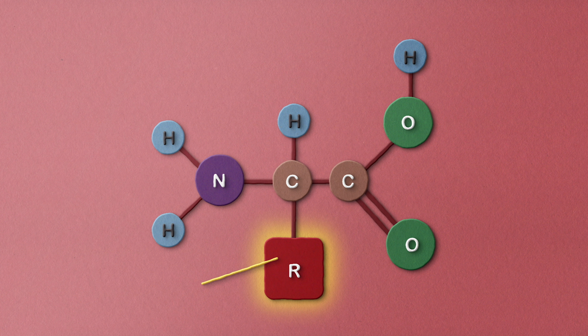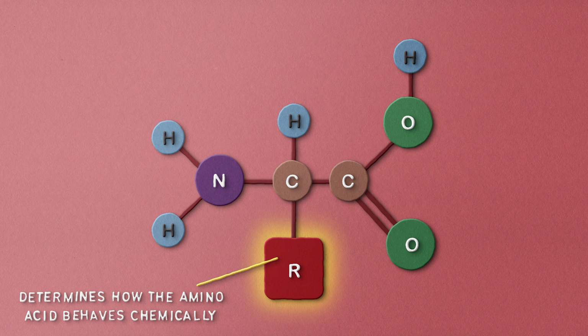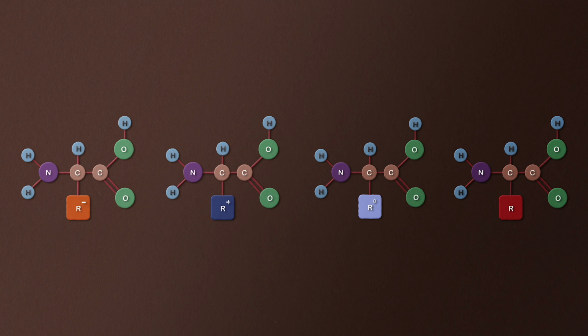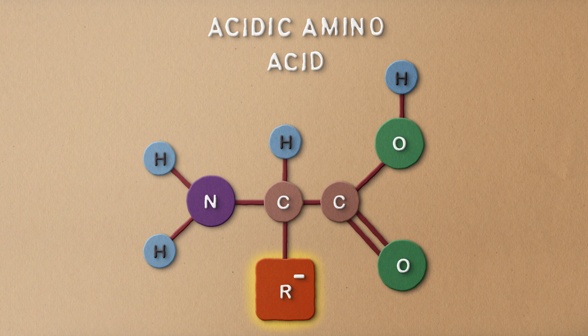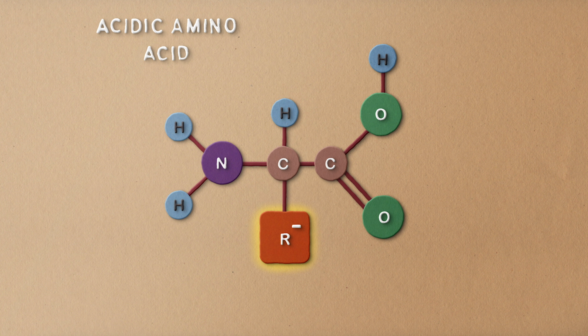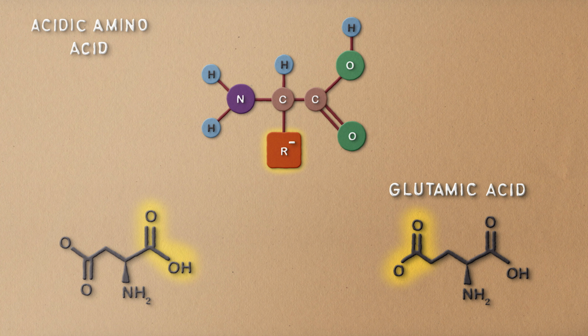The R group not only determines which amino acid is created, but also the properties of that amino acid and how it behaves chemically. There are 4 different behavioral categories that amino acids fit into: acidic, basic, polar, or nonpolar. Acidic amino acids have an acidic R group, considered to have a negative charge. This includes glutamic acid and aspartic acid, for example.